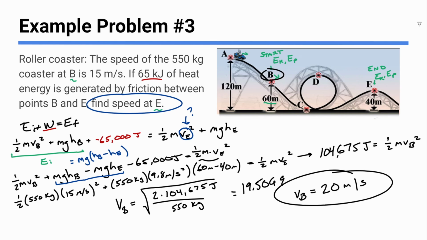Conservation of energy. It's so fun. It's so amazing. Can make life a lot easier. So practice a little bit. Have fun.